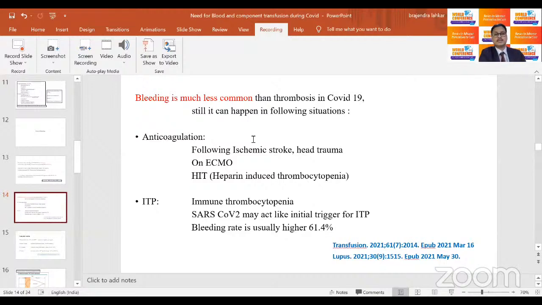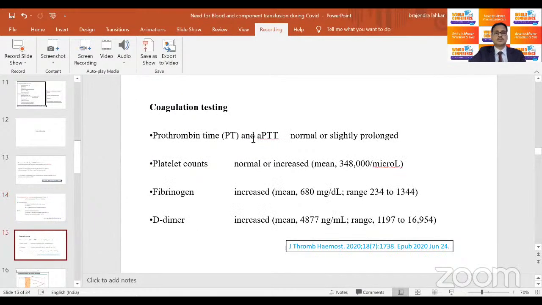ITP, interestingly: SARS-CoV-2 may act like an initial trigger for ITP, and they may unmask ITP, and the bleeding rate is usually higher in those cases, almost 61.4% of cases. But interestingly, they respond very well to IVIG and methylprednisolone, and the bleeding resolves very fast.